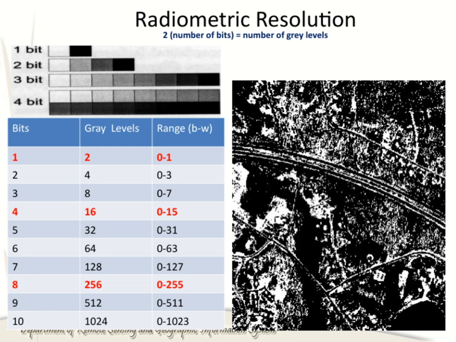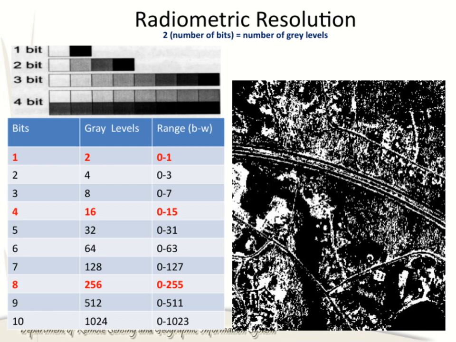What this table really emphasizes is that the number of bits directly determines the number of gray levels we can represent. For example, with 8 bits, which is quite common in many imaging systems, we get 256 gray levels, spanning from 0 all the way up to 255. This is what we call radiometric resolution, and it's fundamentally tied to the number of bits we allocate for each pixel. The more bits we have, the finer the gradation of gray levels, and thus, the more detailed the image can be. In essence, the number of bits defines the richness of the image in terms of gray scale variation.